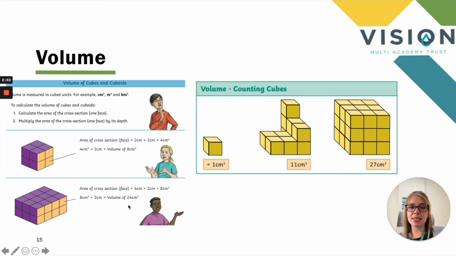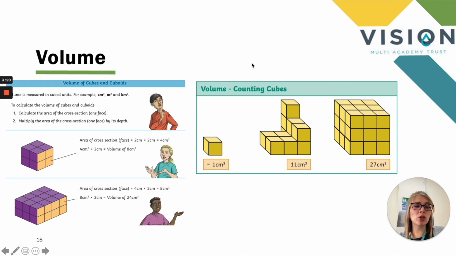Same on the rectangle here, but when it comes to slightly trickier shapes like this, we could count the simple cubes. So here, if they are centimetre cubes, this is 1 centimetre cube, and for example in the middle graphic we can count them. So 1, 2, 3, 4, 5, 6, 7, 8, 9, 10, 11. So we can see that this gives us 11 centimetres cubed. And the same for here if we wanted to.